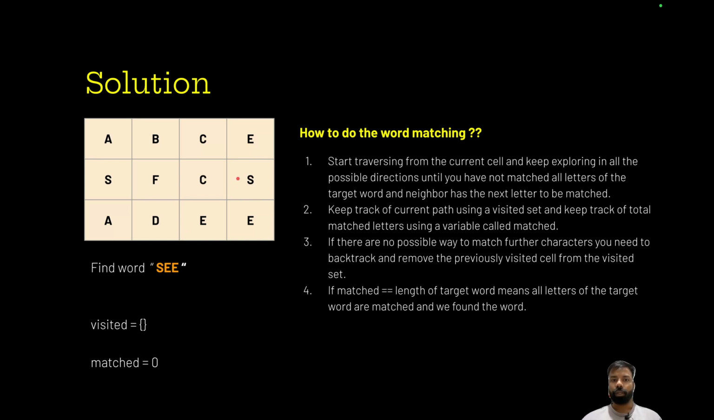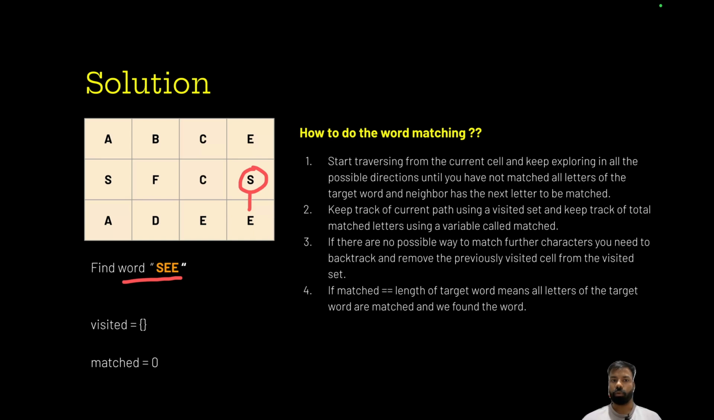Now when we'll be doing this, we will keep a variable called matched, and that is going to denote how many letters of the target word we have matched. For example, in the target word SEE, there are a total of 3 letters. If we are able to match 3 letters one after another, then we will say that yes, we have found the solution. For example, here we are at S. We can say we have matched one letter, which is S. Now we will look for the next one, which is E.